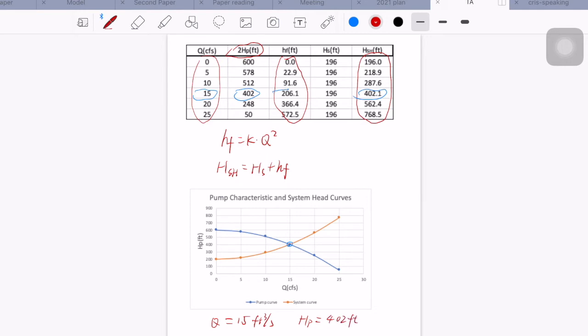And since the two identical pumps are used in series, each pump adds half of the energy head. So the HP1 equals 201 feet, and the HP2 also equals 201 feet. So we finish this problem.